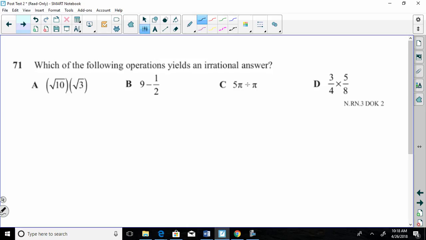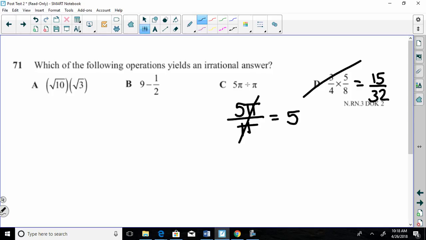If I multiply this, I'm going to get a fraction answer, right? If it's a fraction, is it rational or irrational? It's a fraction. Yeah, rational means can be turned into a fraction. Now, pi is an irrational number, but when I divide pi out, what's left? 5. Is 5 rational or irrational? Rational. 9 minus a half is just 8 1/2.